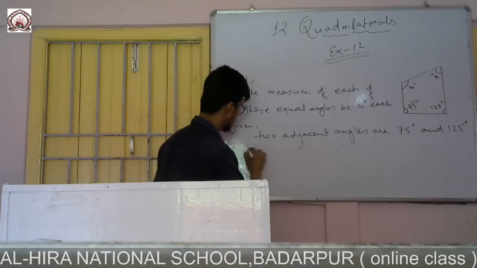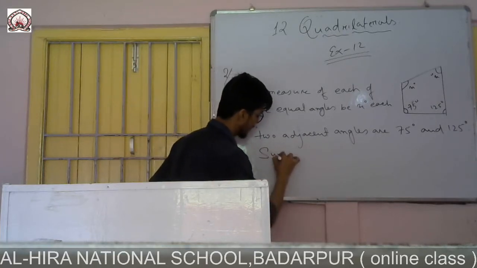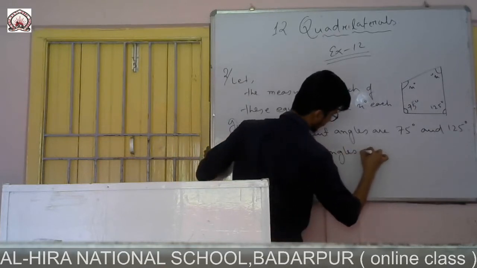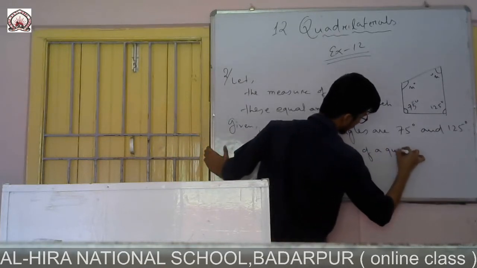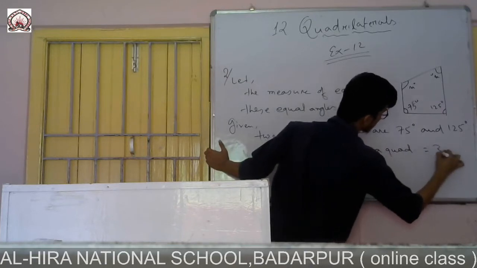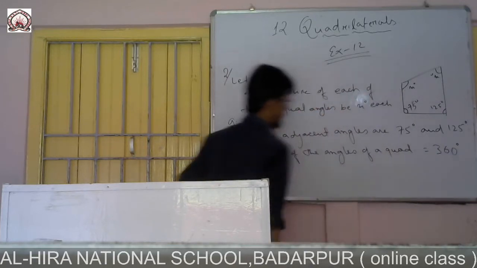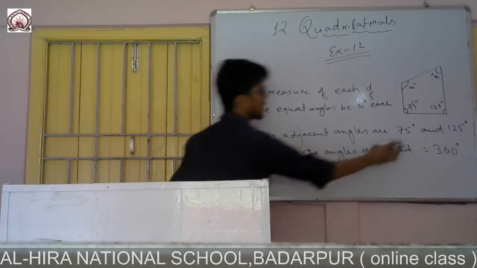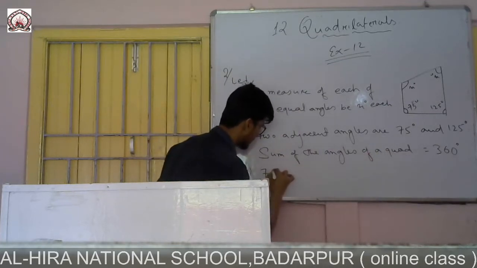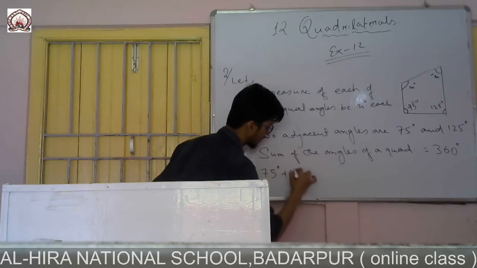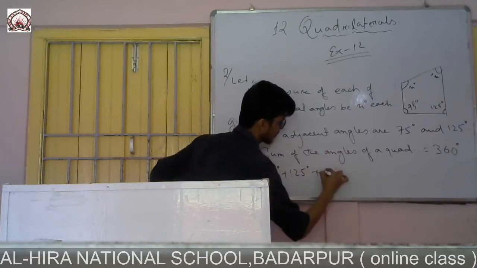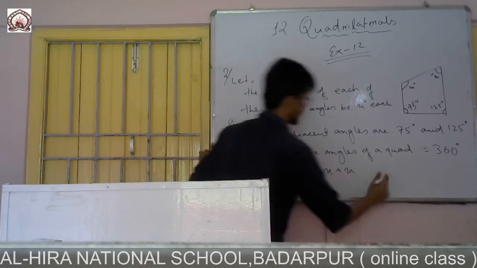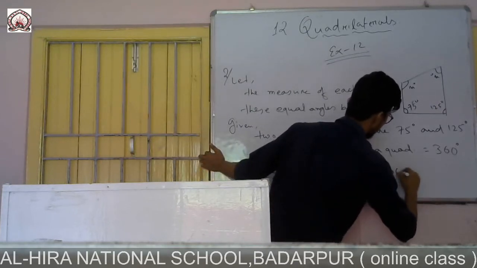So we know, since the sum of the angles of a quadrilateral is equal to 360 degrees. Two adjacent angles are given, one is 75, another one is 125, and the other two angles are equal. Both of them are x, so 75 plus 125 plus x plus x equals 360 degrees.